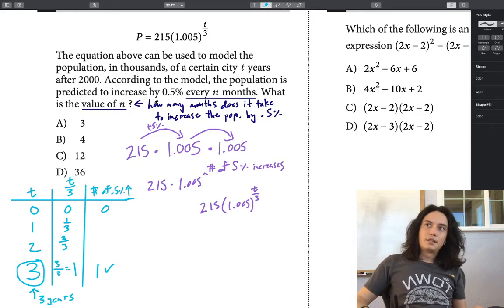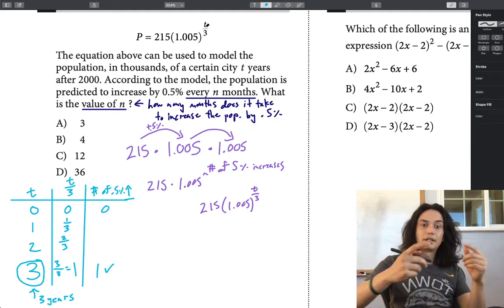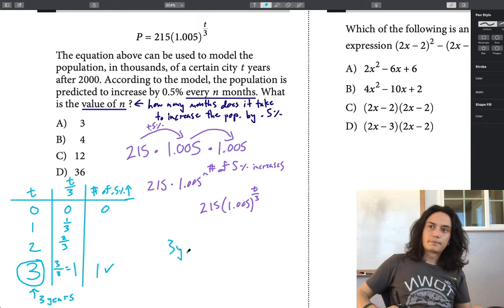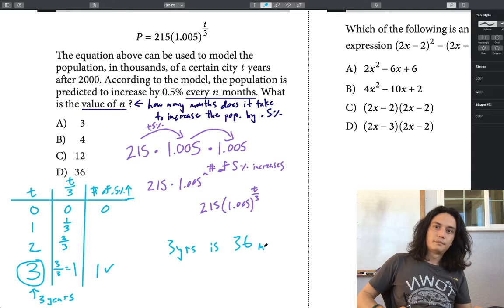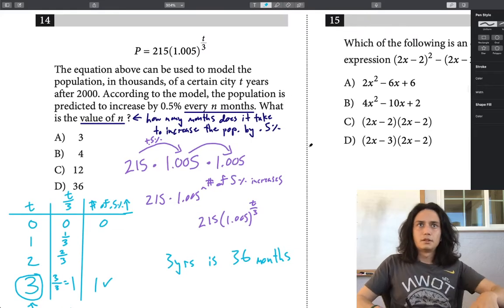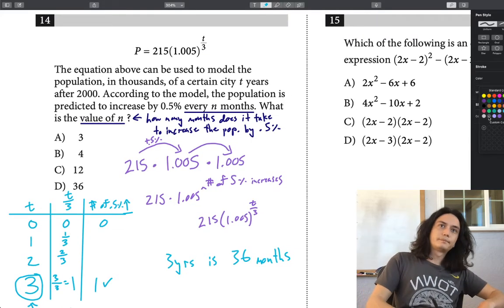Anyway, all that is to say, how many months does it take to increase the population by 0.5%? Well, that happens every 3 years. Every 3 years that go by, 3 divided by 3 turns into 1, and we get another 0.5% increase. 3 years is 36 months, because there's 12 months in a year. And that's 36. And that's D. It's 14D. Yes, it is. Cool.